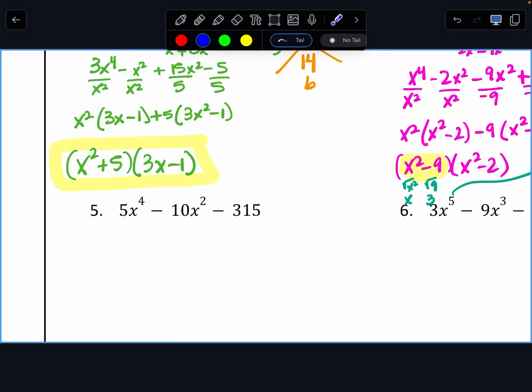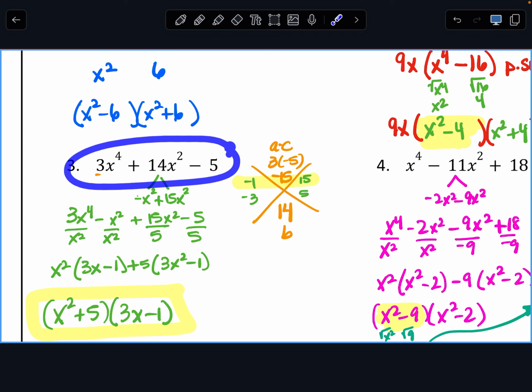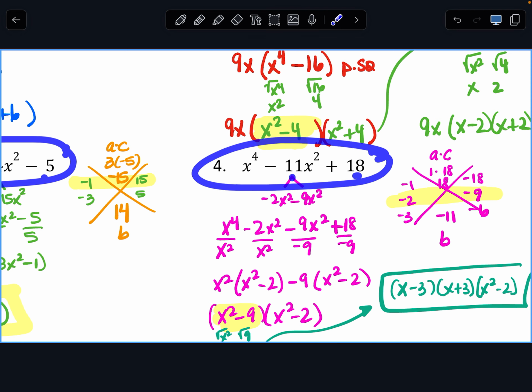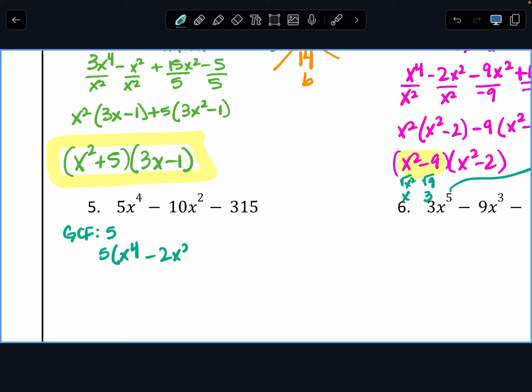So let's look at this one. Why didn't I look for a GCF here? Because there's nothing that 3, 14, and 5 divide into. The same thing with 1, 11, and 18. But here, I can divide all those by 5. So first, we're going to do a GCF of 5. So I have 5 times x to the 4th minus 2x squared minus 63.